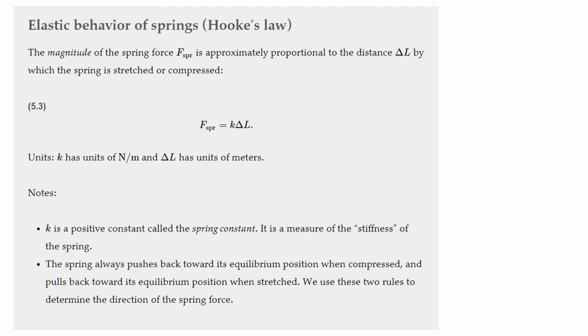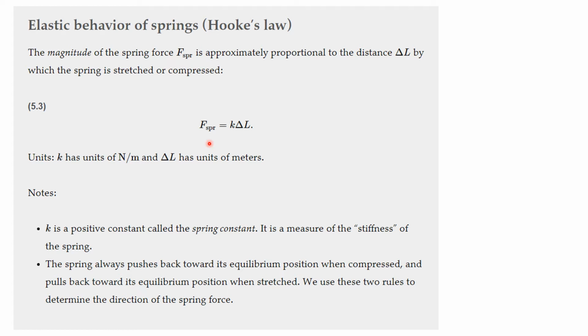The numbers associated with the forces can be found, and the elastic behavior of springs is described by Hooke's law. Hooke was a scientist back in Newton's day. So the magnitude of a spring force, F sub spring, is approximately proportional to the distance delta L by which the spring is either stretched or compressed. So we say that F of the spring is equal to K times delta L, or the change in L.